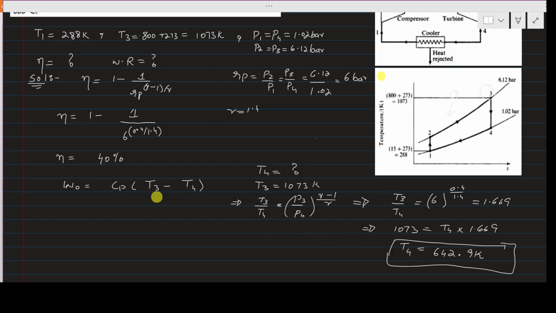Now put that in this equation to find the work output of the turbine. Cp is 1.004, then what is T3? T3 is 1073 minus T4, that is 642.9. After that you will get the work output.